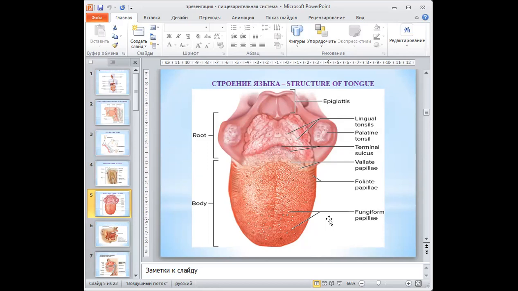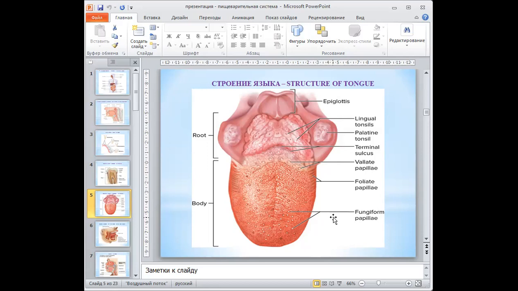The circumvallate papillae are the largest papillae. Their walls contain the largest number of taste buds. They are located on the tongue body and back part.